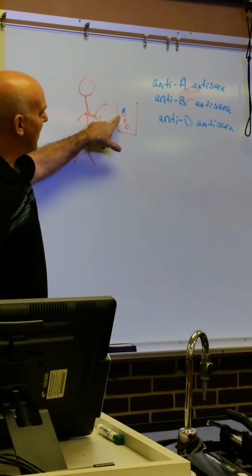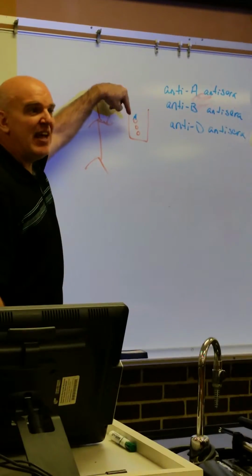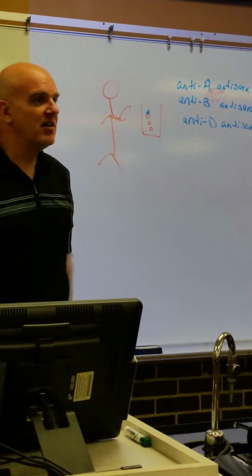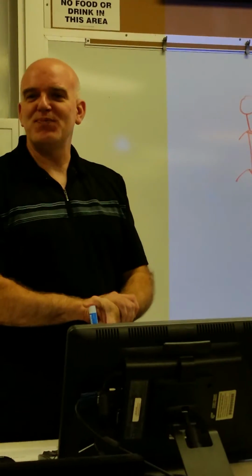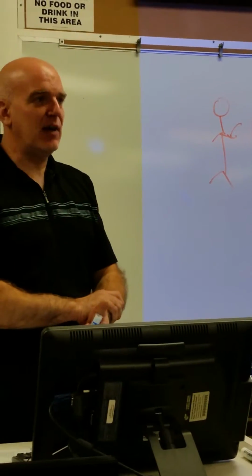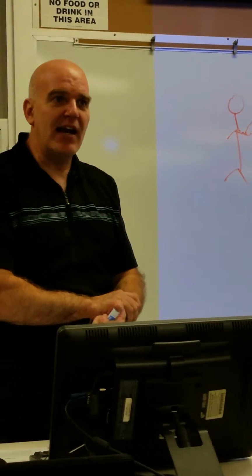With the forward typing, I mix the antibody I bought in the store with his red blood cells. If he reacts with an anti-A antibody, he must have the A antigen. If he reacts with neither, then he's type O. And if he reacts with both, he's AB. And if he reacts with anti-D, he's Rh positive. If he doesn't, he's Rh negative. You guys got it now.